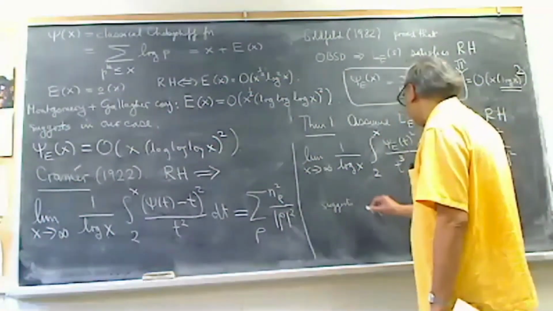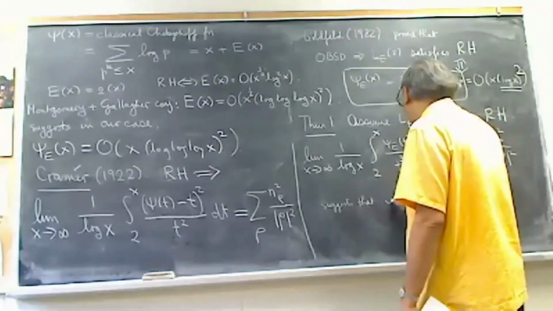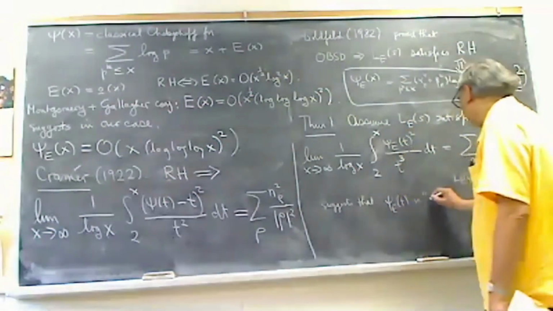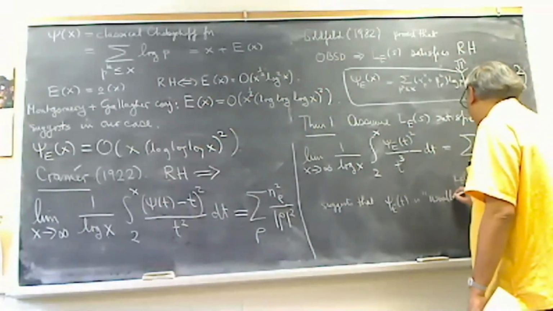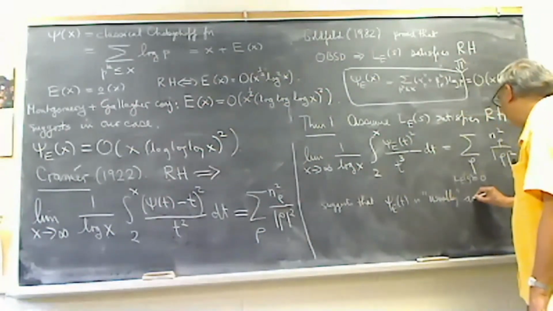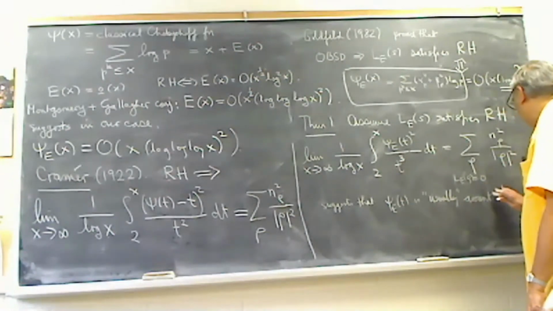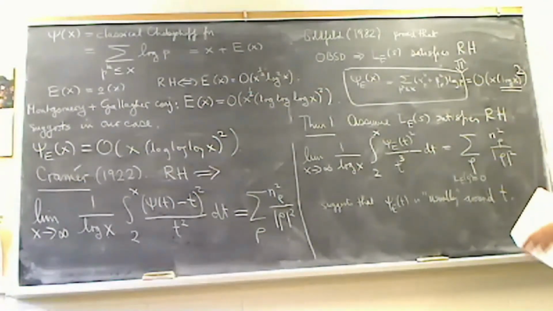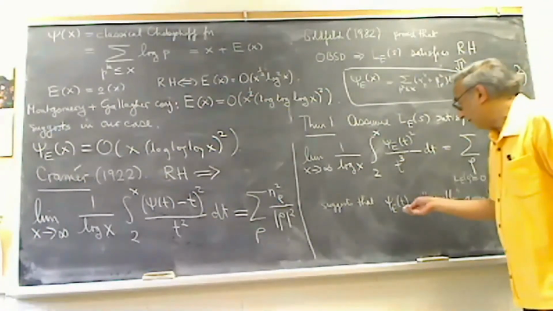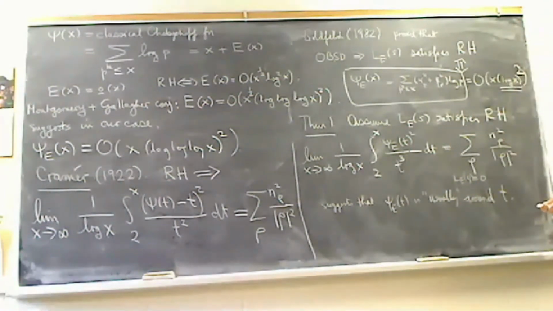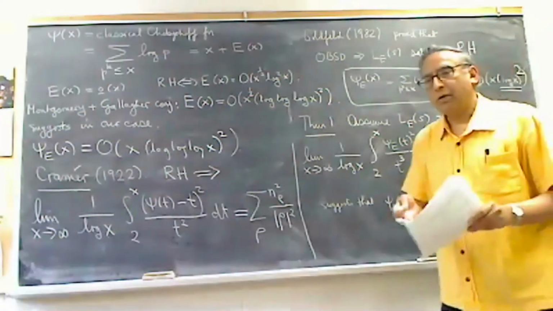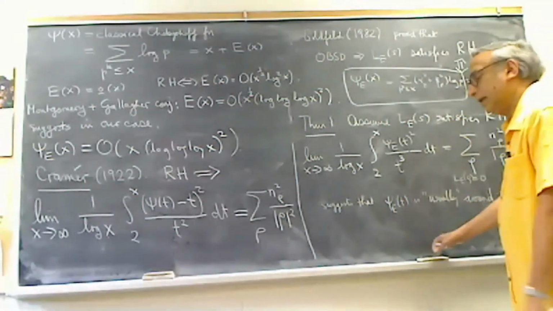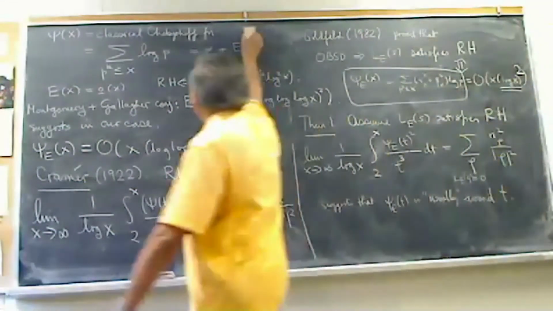that psi e of t is usually, whatever this means, usually around t. Whatever that means. So there's some hope in trying to explore the original Birch-Swinnerton-Dyer conjecture using this result. So that's what we'll do right now.